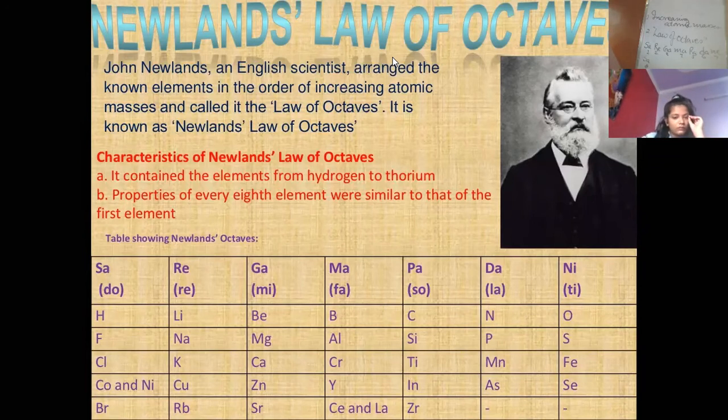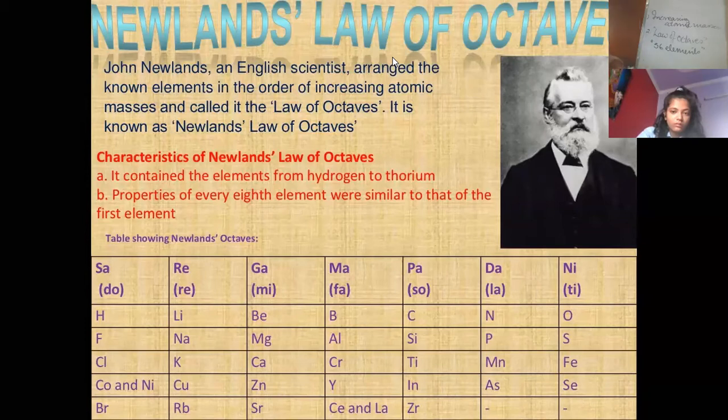Now, what were the limitations? One by one, we will discuss those limitations. This is one of the biggest causes of the failure of Newlands' law of octaves. When Newlands was there, only 56 elements were known at that time. At the time when Newlands tried to classify the elements in the form of octaves, there were only 56 elements known. Okay, that's fine. But Newlands said that no new element will be discovered in future.